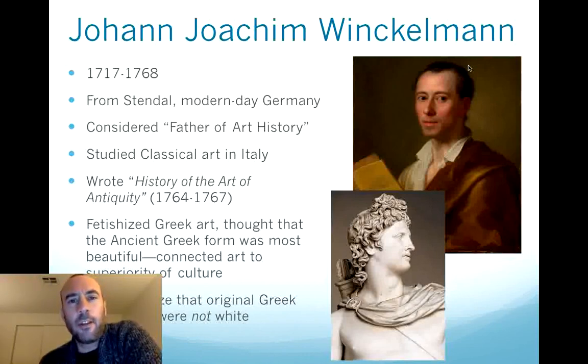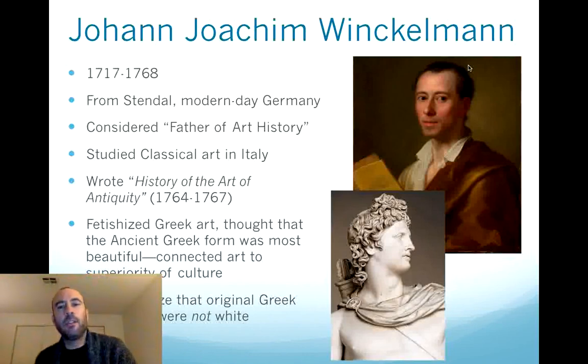He was considered the father of art history, and you might think, what does someone connected to art history have to do with the idea of race? Which is a good question to ask. It'll become apparent, though. Basically, he was really into classical art. He studied it in Italy. He would have loved to go to Greece because he really fetishized Greek classical art. But Greece at the time was part of the Ottoman Empire, and that was sort of off limits for most Europeans. So he settled for studying classical art in Italy.